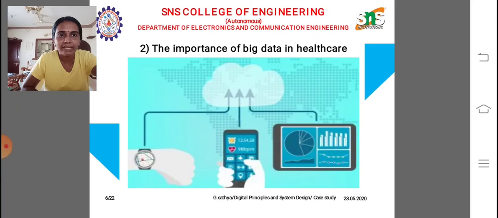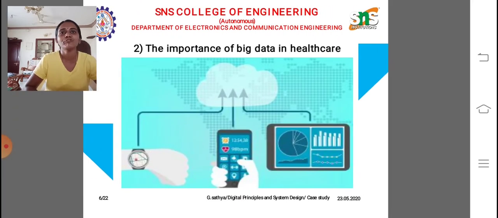And the second solution is the importance of big data in healthcare. Nowadays, big data plays a vital role in the communication industry. It also plays a major role in the healthcare unit. Big data in healthcare refers to health data amassed from enormous sources, including electronic healthcare records, medical imaging, genomic sequencing, recording units, and wearable medical devices. These are all the big data health units.